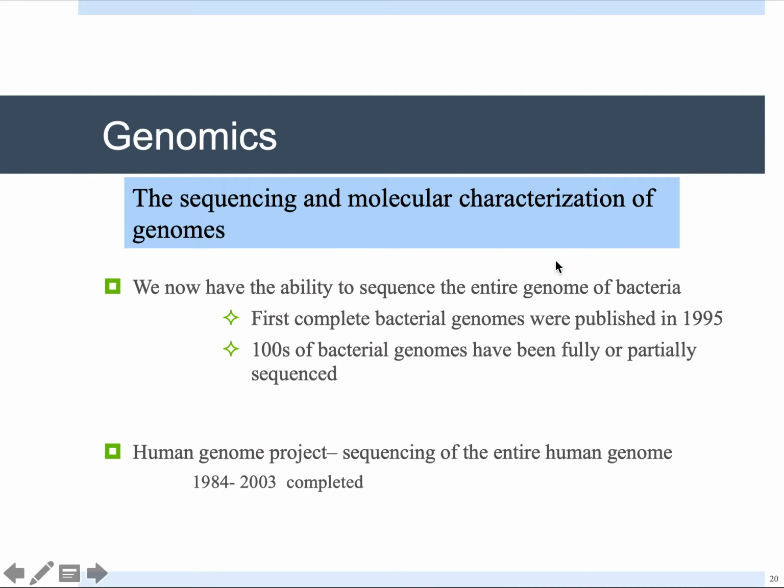The sequencing, that is knowing the base pair sequence and being able to characterize the molecules that make up the genome, is known as genomics. So we have tried to sequence the genetic sequences in the genome of bacteria, and so many of them have been done. In 1984, we started the Human Genome Project to sequence the entire genetic sequences in the different cells of humans, and this was completed in 2003.